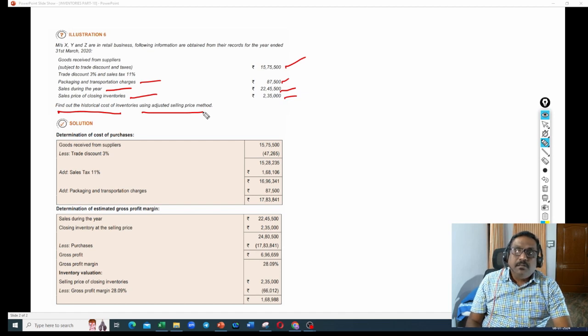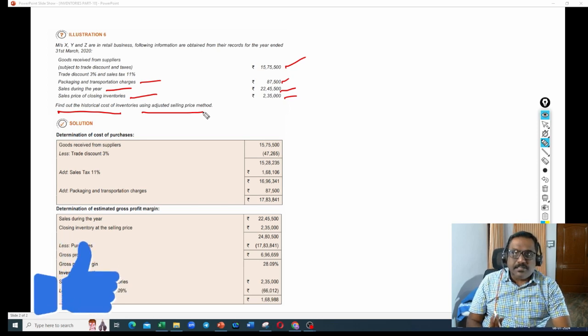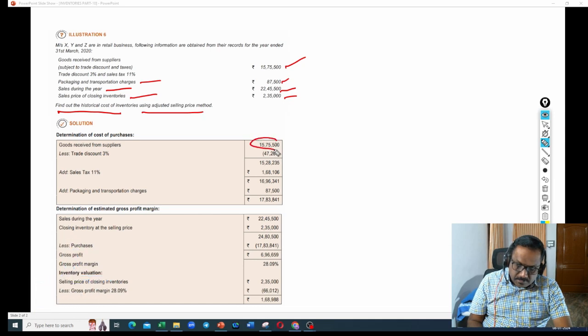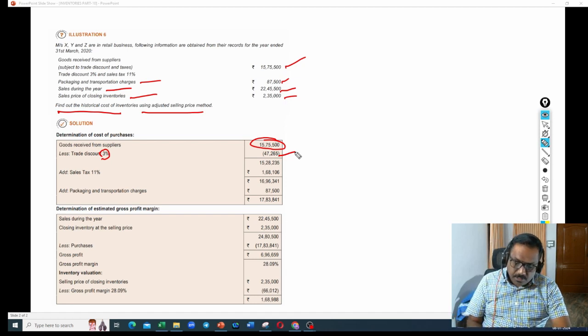We need to identify the cost. How do we identify the cost? What we need to do is simple calculation, guys. Goods received from suppliers is how much? 15,75,500. In that, trade discount 3%. You calculate 3% on this. How much will it come? 47,265 is the trade discount. Let me calculate. 15,75,500 into 3%, 47,265. That has to be reduced from this figure, because trade discount we cannot take into account. We should not record it in the books of accounts.